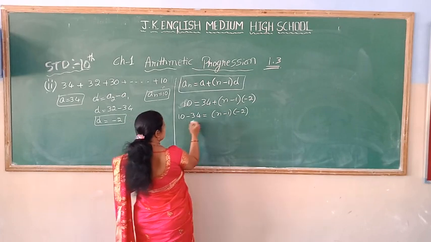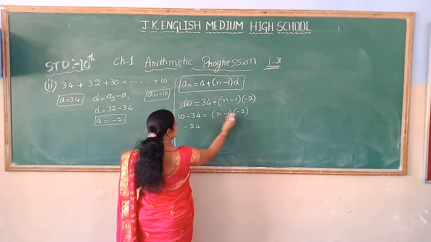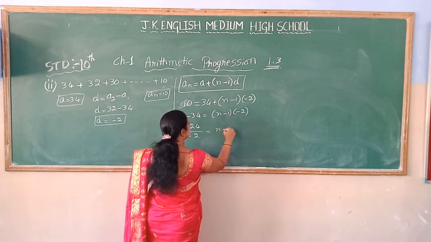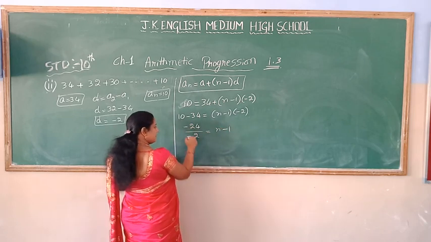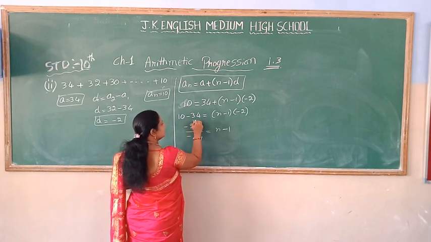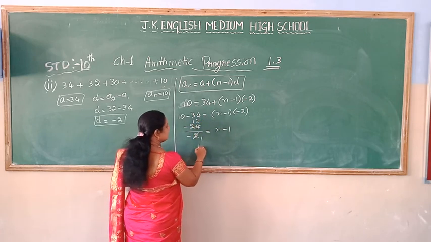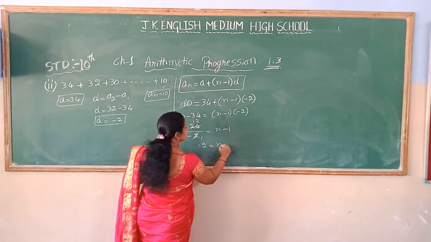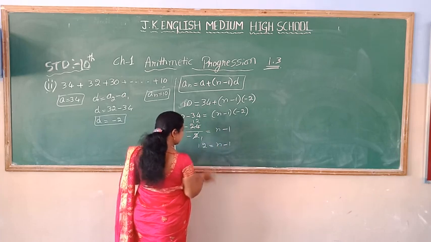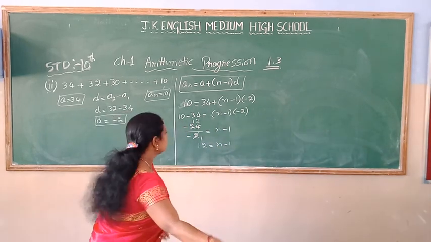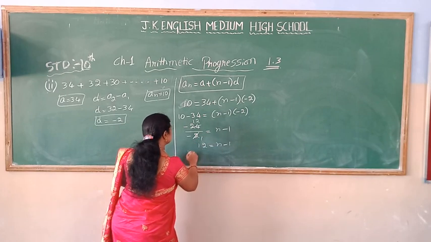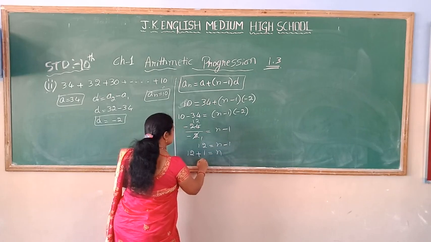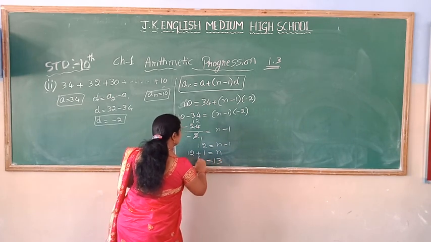10 minus 34 is minus 24. So if I take the minus 2 to the denominator and divide, then minus 12 is equal to n minus 1. Minus divided by minus is plus only. 2 ones are 2, 2 twelves are 24, I can cancel and I get 12. Minus divided by minus is plus, be careful. So 12 is equal to n minus 1. If I take the minus 1 to this side, it becomes plus 1 is equal to n. Then the n value becomes 13. So I got the value of n as 13.